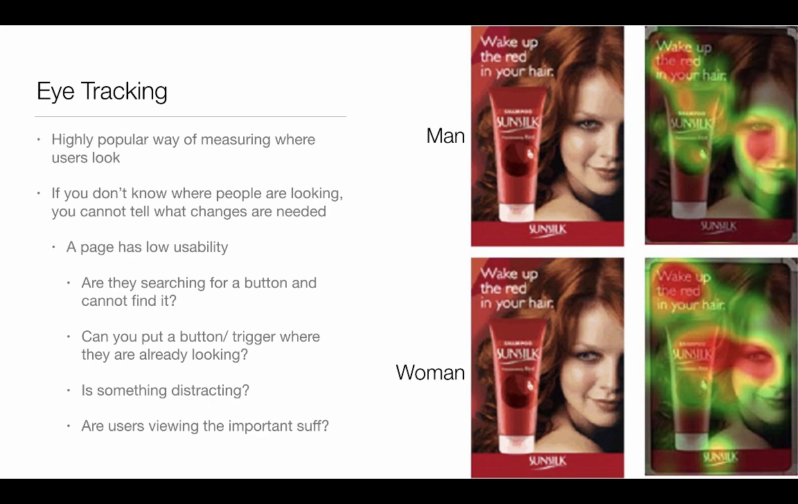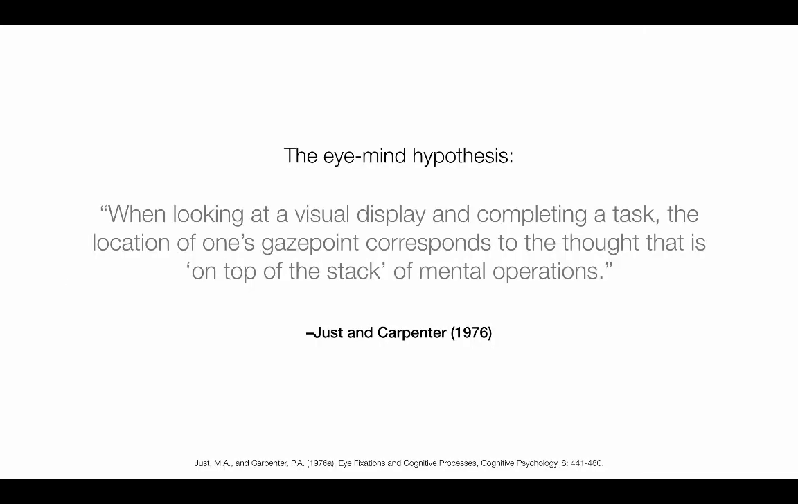So is the advert effective? Well, the top one, not really for men, bottom one for women, yes it is. Now, this has the mind-eye hypothesis from 1976. So when looking at a visual display and completing a task, the location of one's gaze point corresponds to the thought that is on the top stack of the mental operations, which means that we're not in control of where we look. Where we look is always darting around, and it's the product of what's on our mind. Therefore, the theory goes that our gaze is a window into our internal soul.